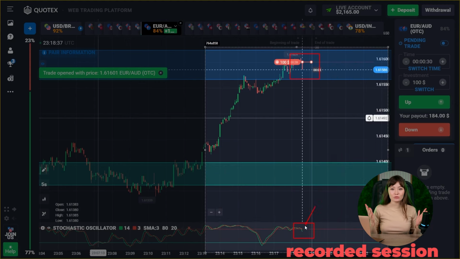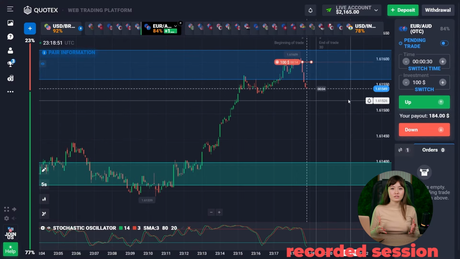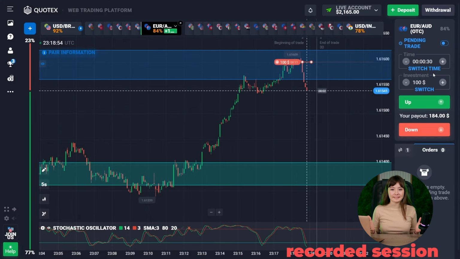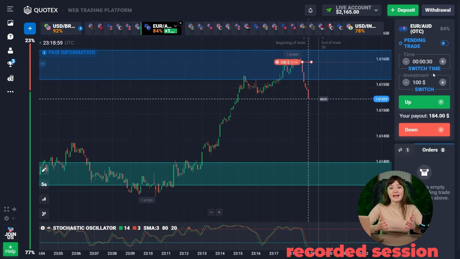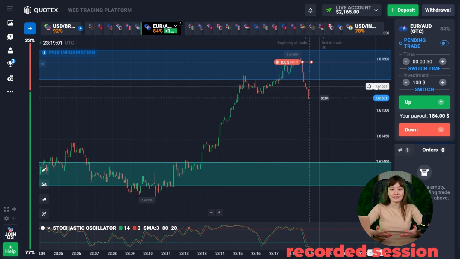Now pay attention to the screen. This is how it works in real trading. Wait for the price to be near the level and the indicator to show overbought or oversold conditions, and then act, just like I did in the trade.